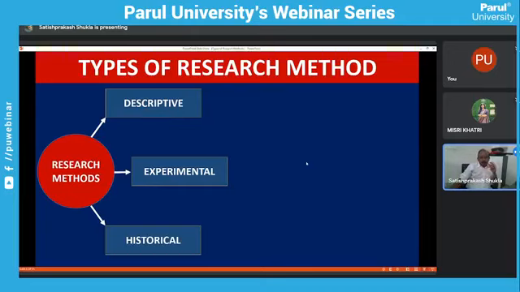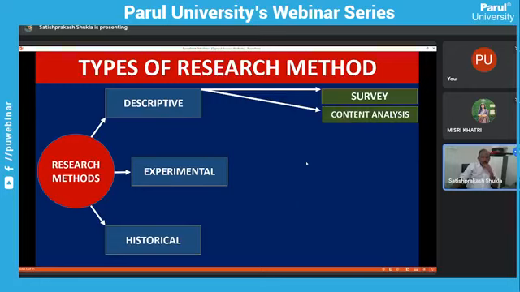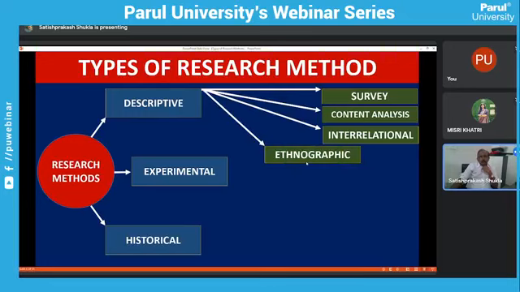Descriptive research method has also different categories, like number one, survey research method. Number two, content analysis method. Number three, interrelational research method. Number four, ethnographic research method. And number five, developmental research method. These five are the main subcategories of the descriptive research method.